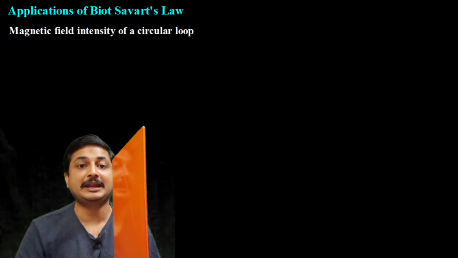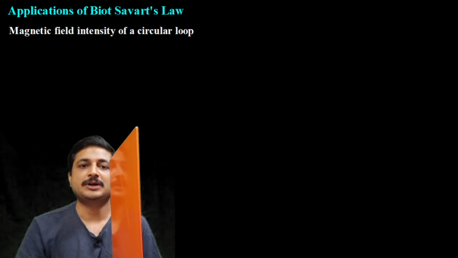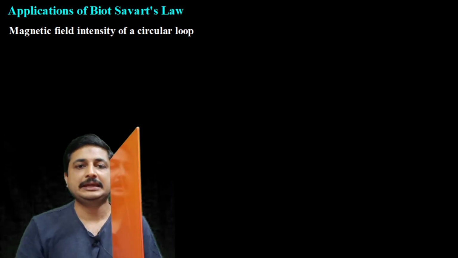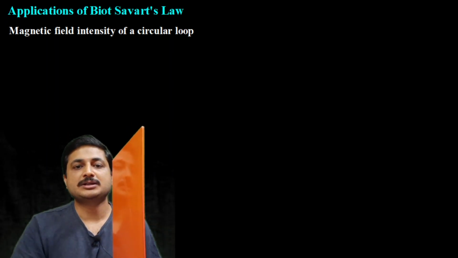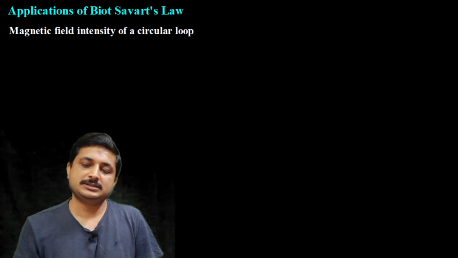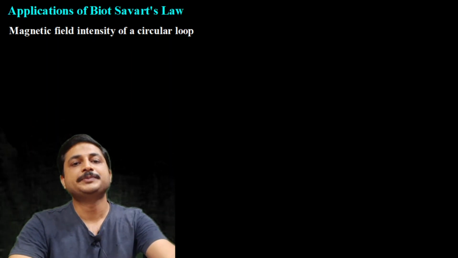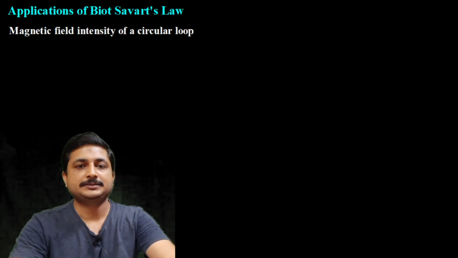while applying Biot-Savart's law. So I hope physically it's very clear where we are going to keep the circular ring and where we are going to consider the point P to calculate magnetic field intensity. Okay, now let us get into the derivation part.